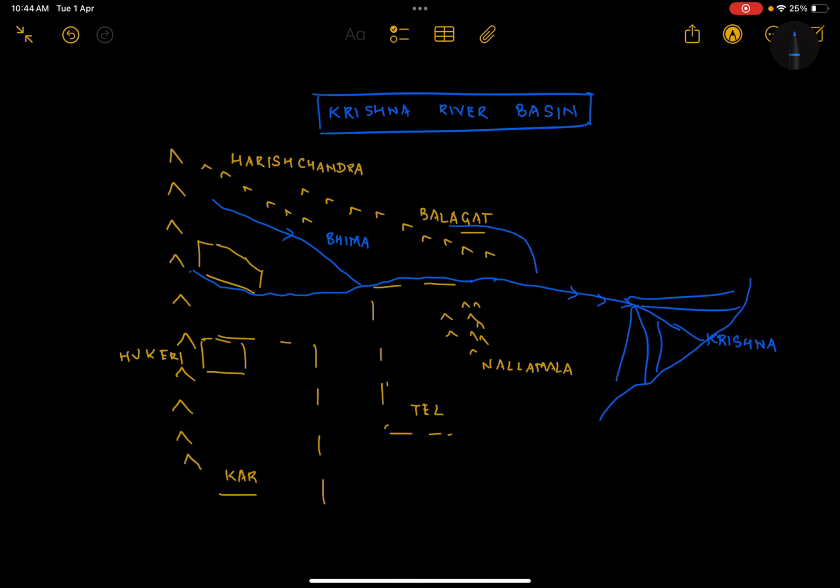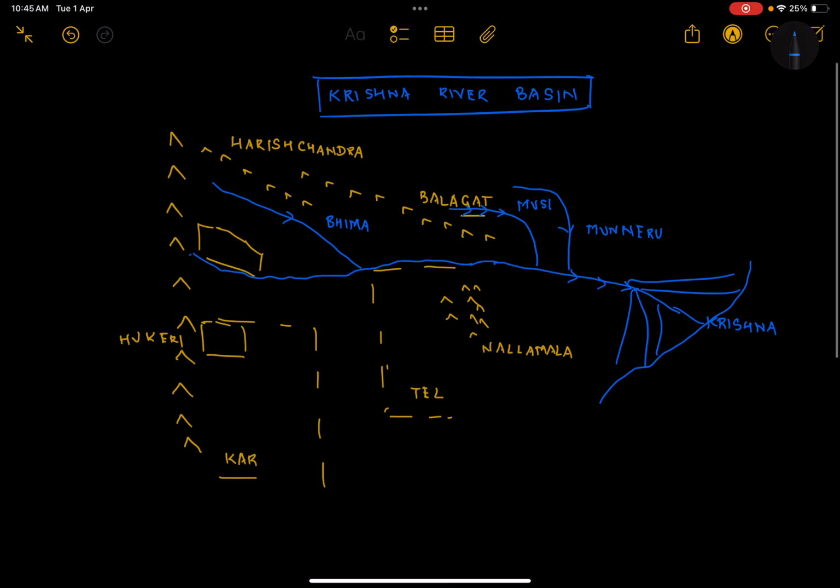This river, I think most of you are familiar with because it flows through the city of Hyderabad. Yes, you guessed it correctly. It is Musi. And close to Musi, we have one more tributary, which is Munneru, which is right here.